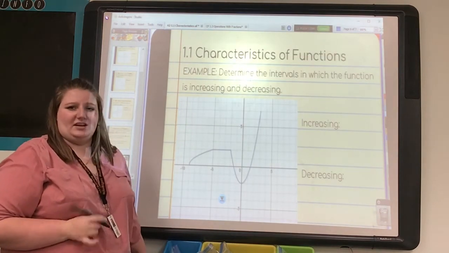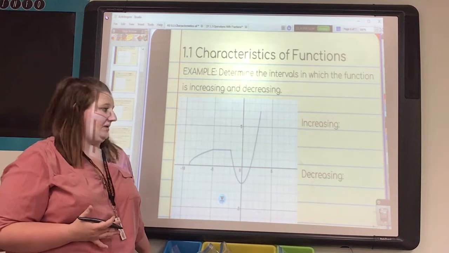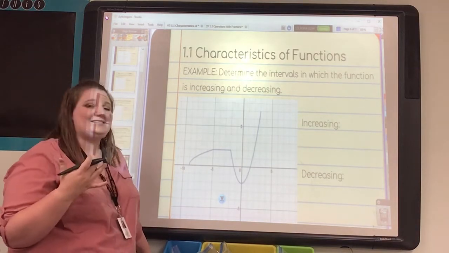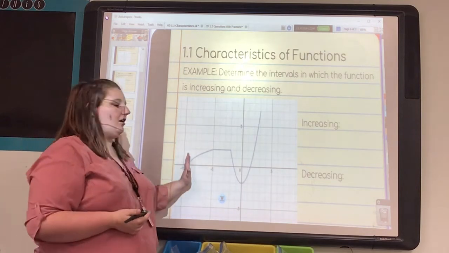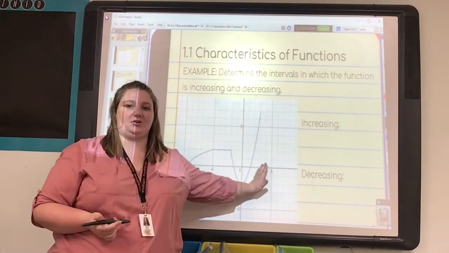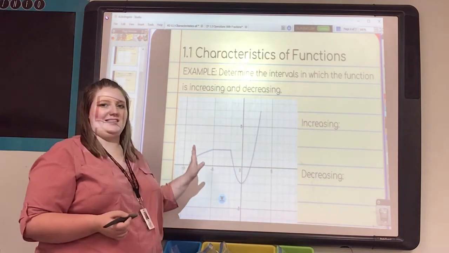We've got this function here. We don't know what this function is. It's a whole bunch of different lines thrown together, but we need to know where it is increasing and where it is decreasing. So I always start on the left and just work my way across the graph. And we want to find the intervals where it's doing something and then it changes.